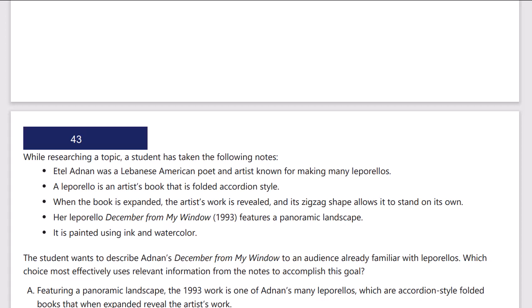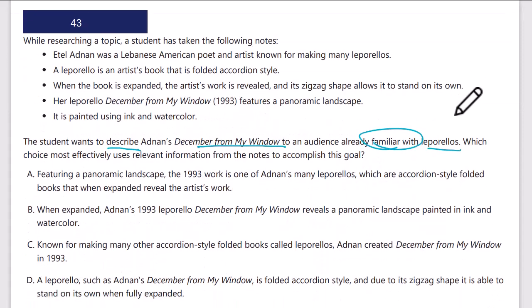The student wants to describe Adnan's December from My Window, I guess that's a play or a book or something, to an audience familiar with leporellos, whatever that is, okay? So the audience already knows about leporellos. We don't need an answer that describes them.